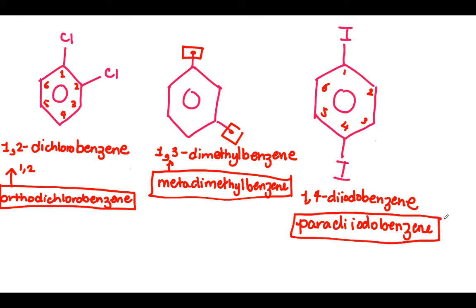Okay, so I've got 3 different possibilities here. 1,2 position, 1,3 position, and 1,4 position. When I'm talking about position, I'm talking about the number of the carbon in that particular benzene. So is it on carbon number 1? Is it on carbon number 2? Carbon 3, 4, 5, 6? If it's 1 and 2, we call it ortho. If it's 1 and 3, we call it meta. If it's 1 and 4, we call it para.